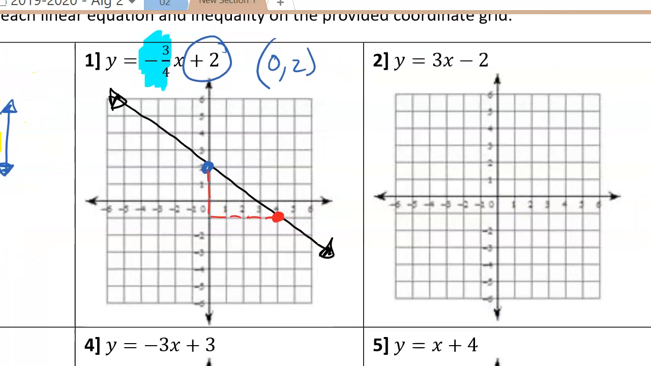For number 2, again, starting at the y-intercept, here we're at (0, -2). Looking at our slope value, remember we can make any whole number a fraction by putting it over 1, meaning our slope is up 3 and over 1. Up 3 and over 1. Connecting the dots gives us our line.